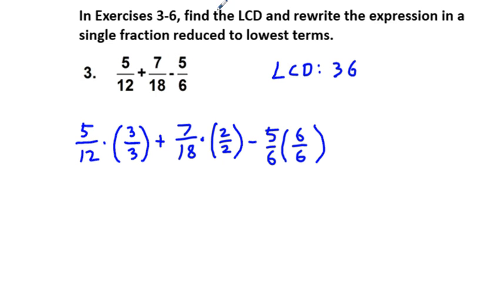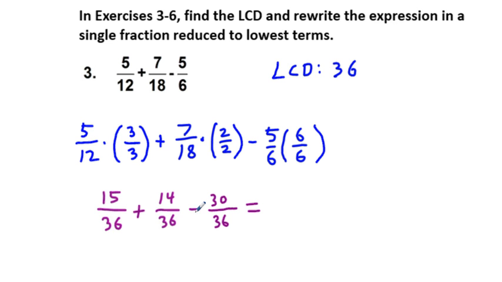And when we do that, we're going to get 5 times 3 is 15 in the numerator. The denominator, 12 times 3, 36. Plus, in the numerator, 7 times 2 is 14, over 36. And finally, we have this last fraction, 5 sixths. We have 5 times 6 is 30. And then we have 6 times 6, the denominator is 36.